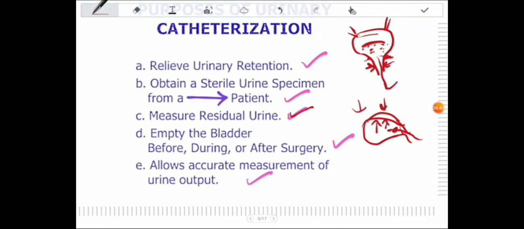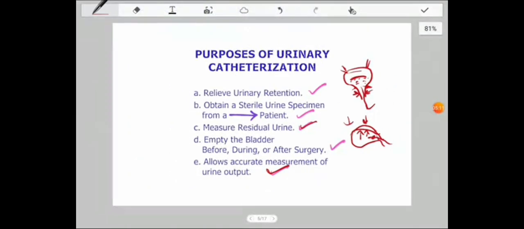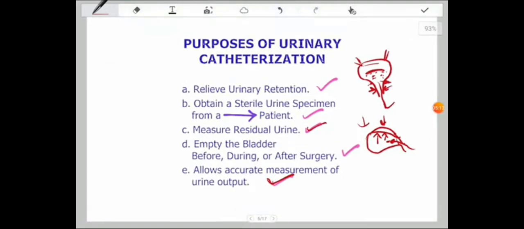It also allows accurate measurement of urine output. So whatever urine is drained from the catheter will be the most accurate. We also use some urinals, but there the markings are not proper, and we don't know what is the residual volume of the patient, so that is not that accurate. But this method is surely very accurate to measure the urine output.